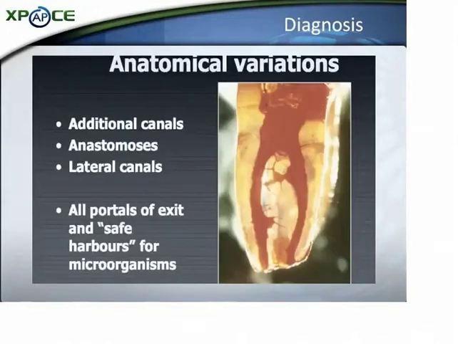So when you see this slide, you're basically looking at all the possible anatomical variations. And what you're looking for are additional canals. You can see the anastomoses, and you can actually see the lateral canals. We talk about all portals of exit. If you start at the top of the tooth and go to the bottom of the tooth, every one of those things that you see is a portal of exit. And because it's a portal of exit, you have to be able to account for it.